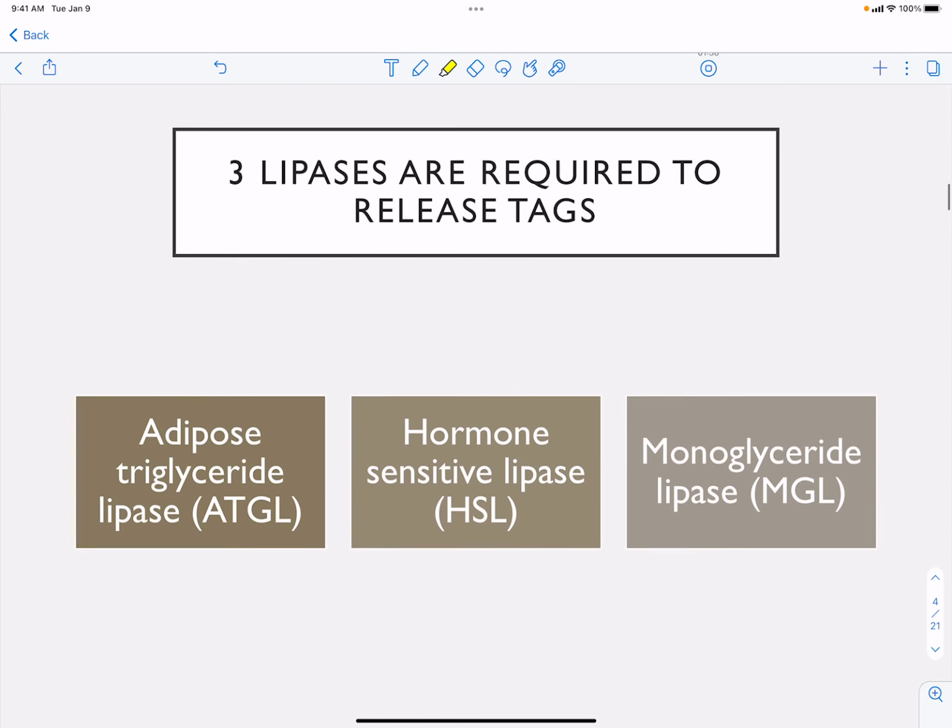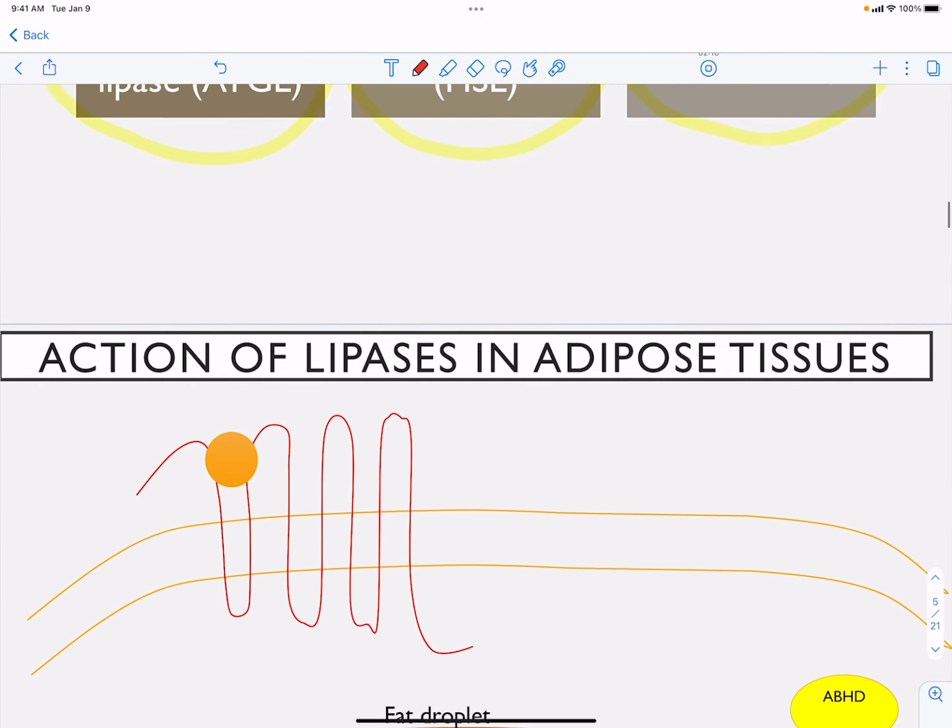There are 3 lipases required to release TAGs: adipose triglyceride lipase, hormone-sensitive lipase, and monoglyceride lipase. Both of these names have an indicator of what their substrate is. Tri is for when you have 3 fatty acids on your glycerol. Mono is when you have 1 fatty acid on your glycerol. And hormone-sensitive lipase is right in between, when you have 2 fatty acids on your glycerol.